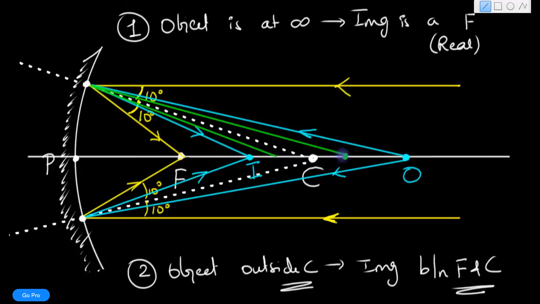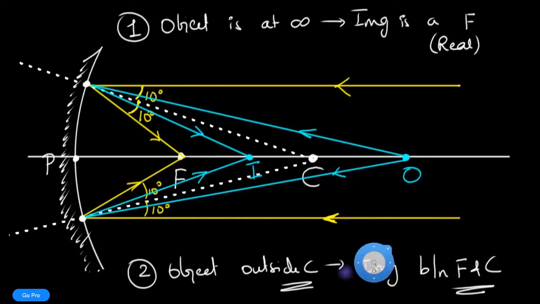Okay? So as long as the object is outside C, wherever you go outside C, you'll notice that the image will be between F and C. The closer the object comes towards C, the closer the image also comes towards C. So that is case two, my dear friends. All right, now let's look at another case.